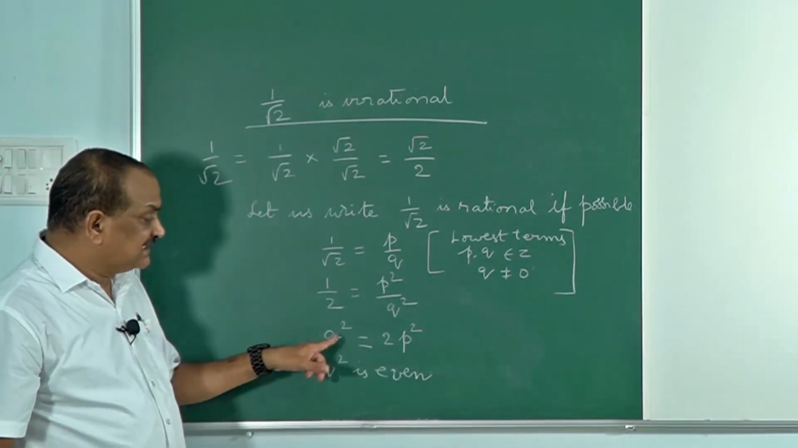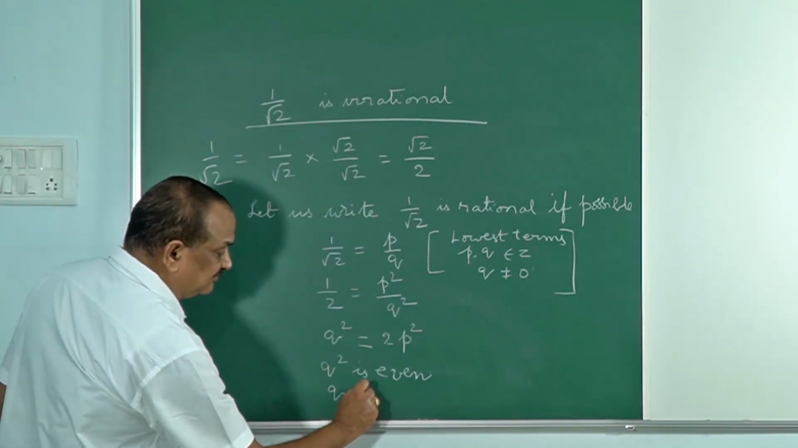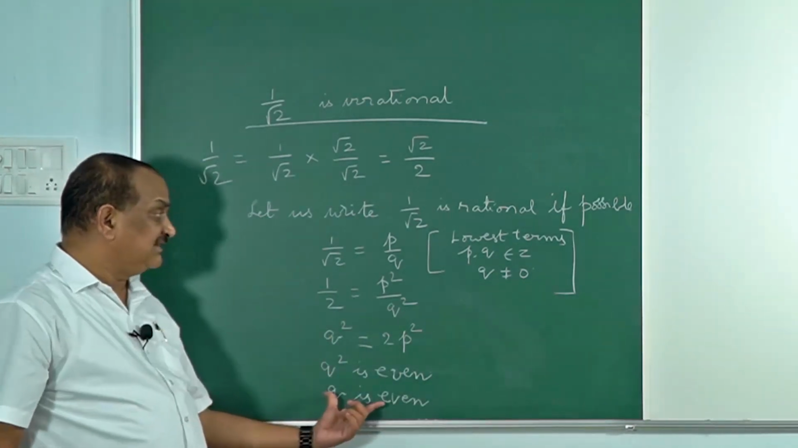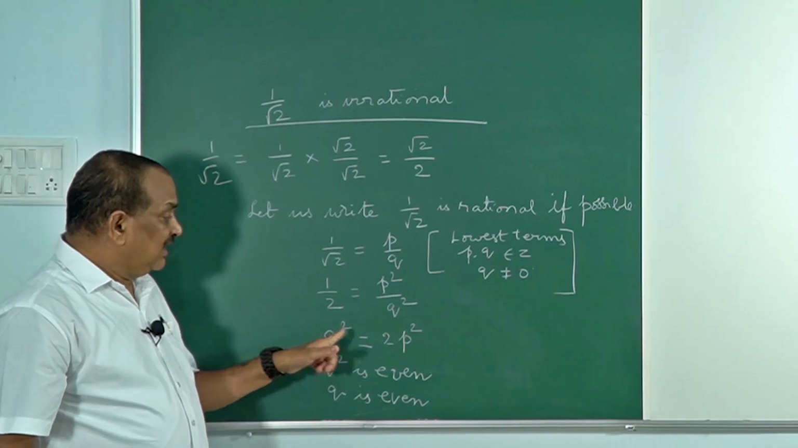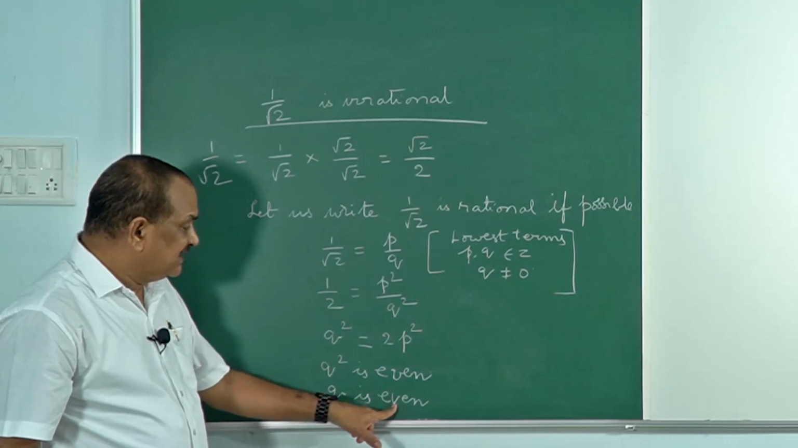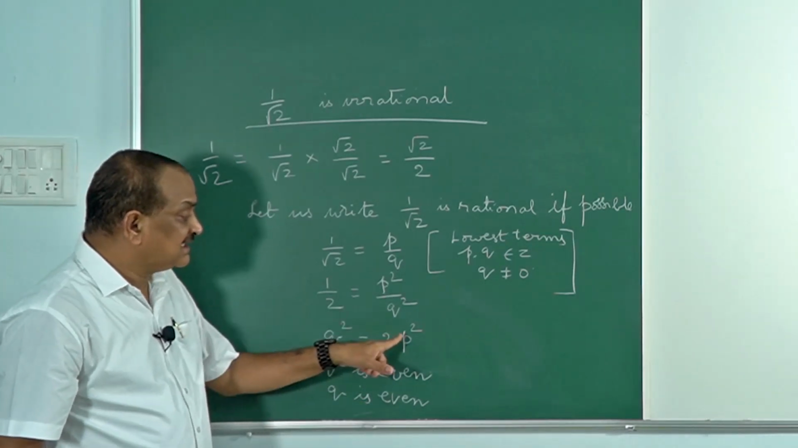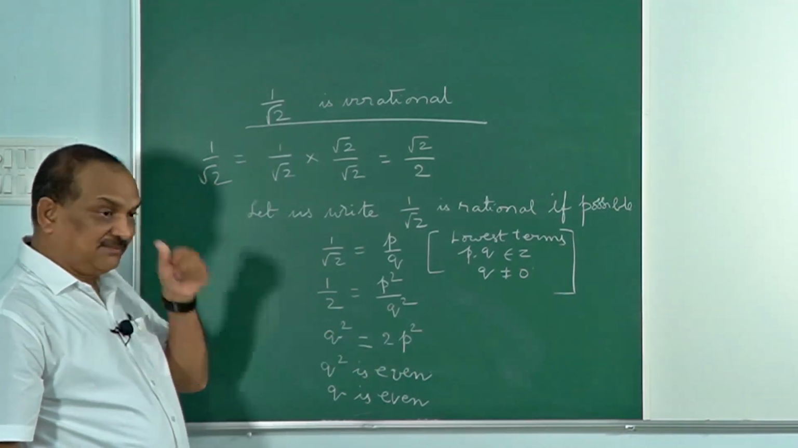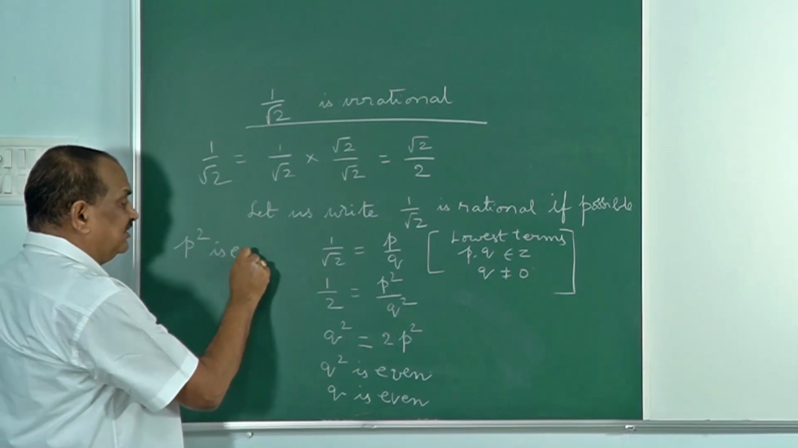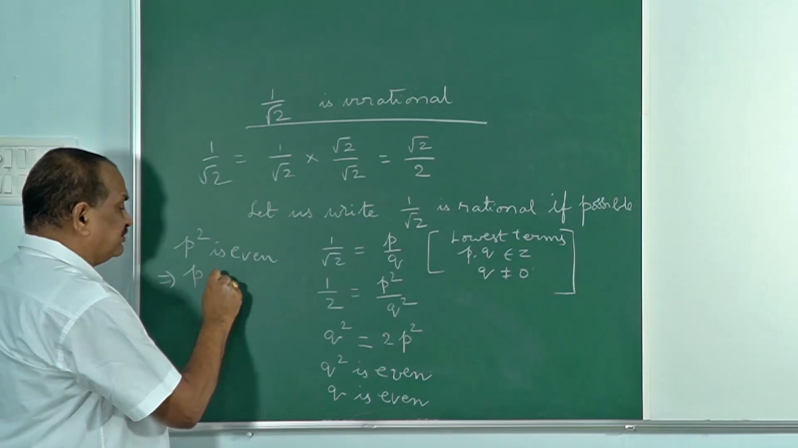If Q square is even, because it's a multiple of 2, Q must be even, because only an even number when squared gives an even number. Q is even. Now this is a simple one: Q is even, Q square is even, and it tells you that P square is even. So P square is even and P is even. It's an implication, of course. P is even.